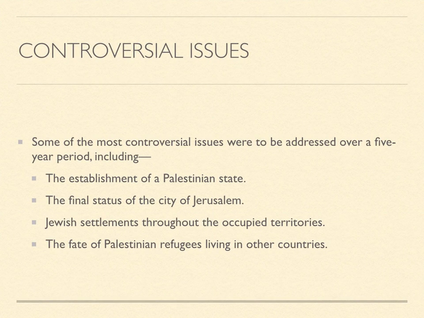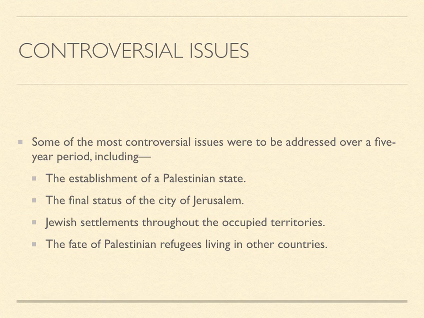Controversial issues. Some of the most controversial issues were to be addressed over a 5-year period following the Oslo Accords. Some of these were the establishment of a Palestinian state. That's the most controversial. What would be the final status of the city of Jerusalem? Would it be occupied by Israel? Would it be part of Palestine? Would it be shared by both?